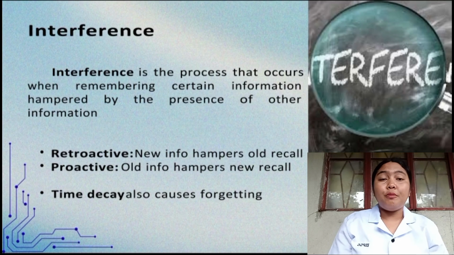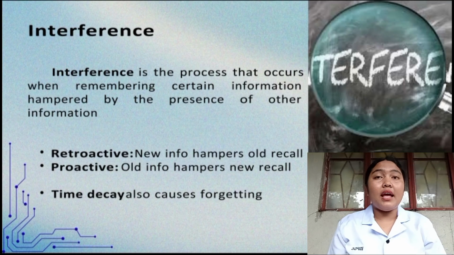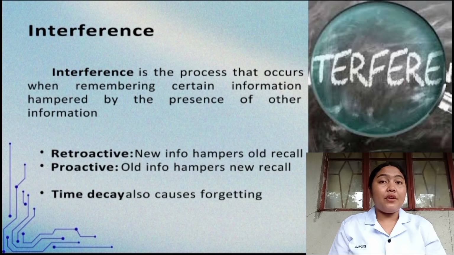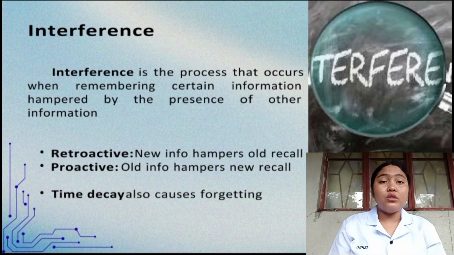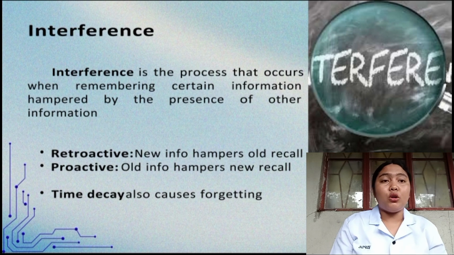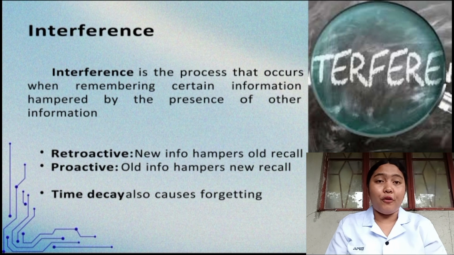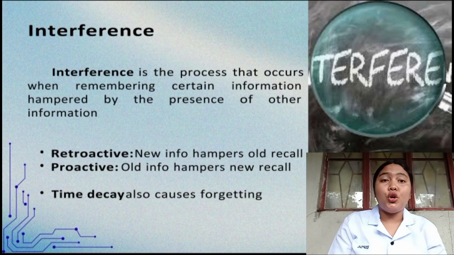Interference has two types: the retroactive interference and the proactive interference. First is the retroactive, and the second one is proactive. Retroactive: new information hampers old recall. Ibig sabihin nun, yung new information makes it difficult to remember old information. For example, after getting a new phone number, you might forget your old number because the new one is taking up your memory. Let's proceed to proactive interference.